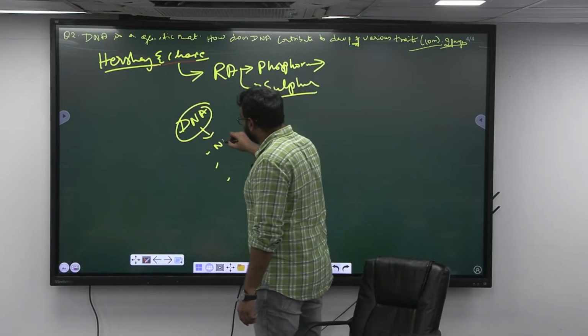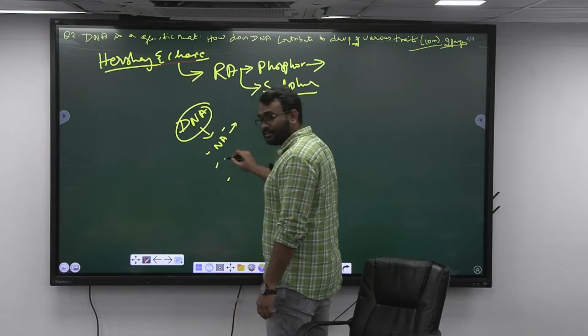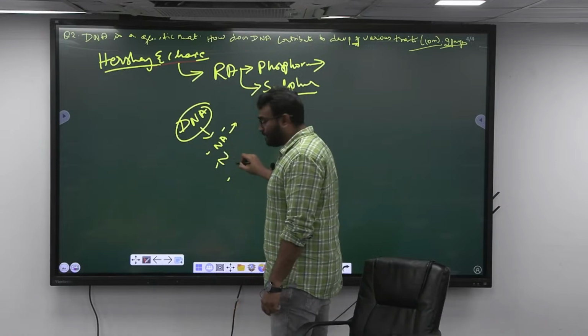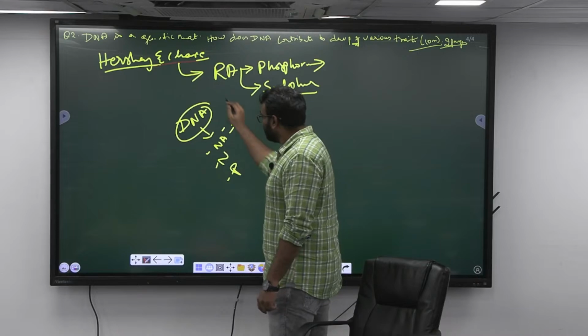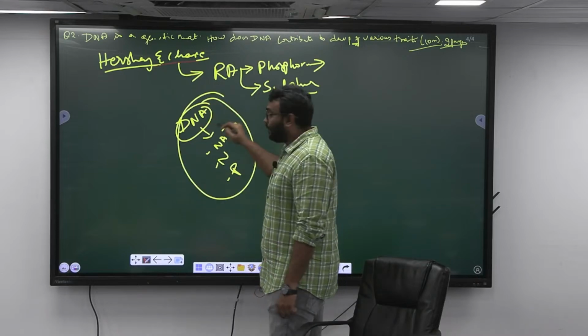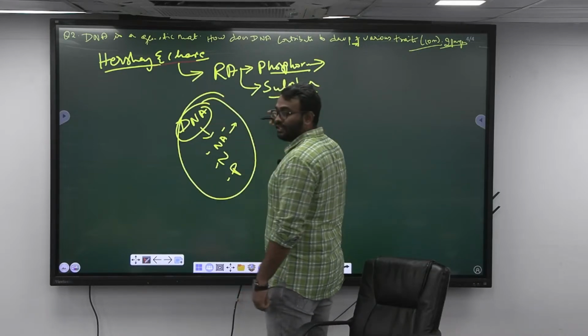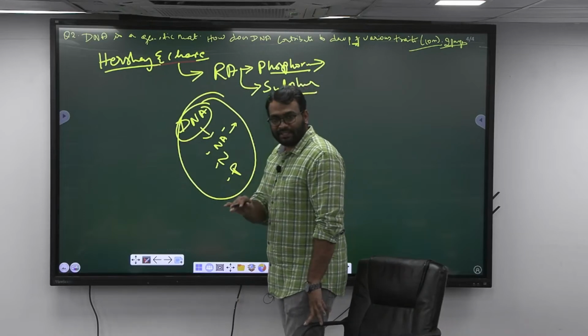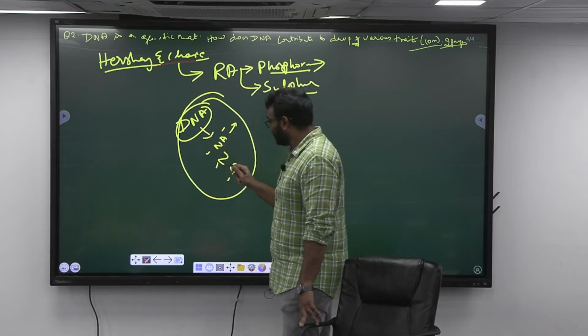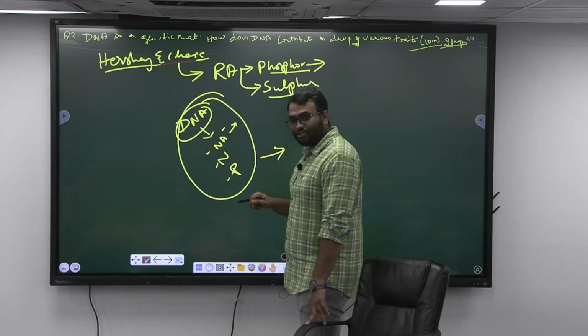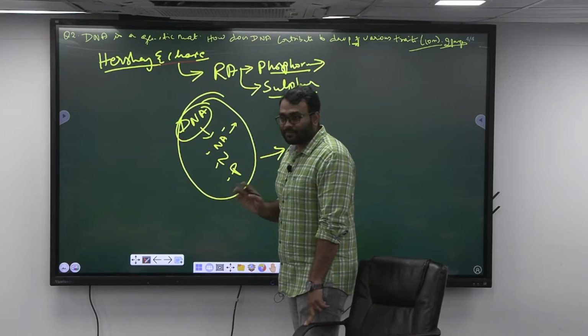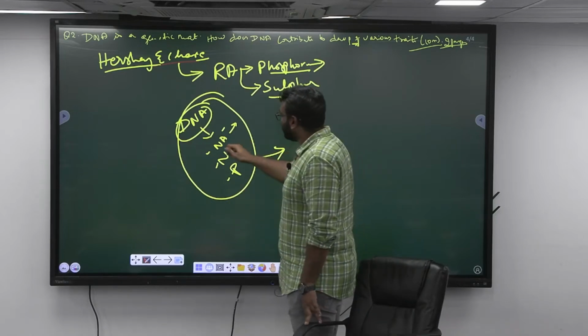Nucleic acids, nucleotides, then nitrogen, phosphorus, correct? So these are the major compositions, correct? If I use radioactive phosphorus in an organism, if I create a mutation using this phosphorus, that change should be carried to the next generation, yes or no? Because phosphorus is a part of DNA.